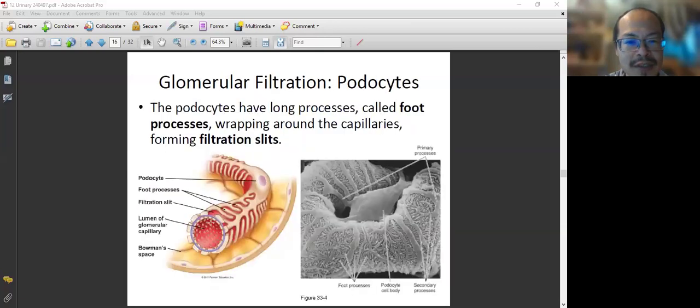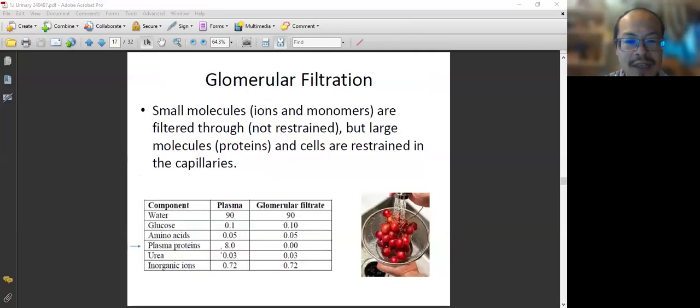I show you here, this one here. So a lot of good stuff like glucose. Glucose got pushed through. Glucose is small, so it has no choice. It got pushed through. Amino acids. It's good stuff. You have to eat, digest.